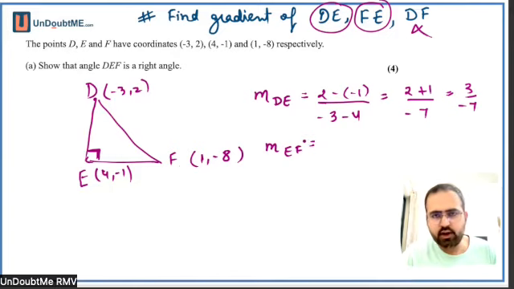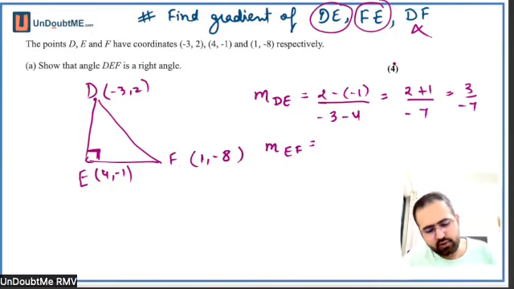Okay, yeah, so the product, we need to show that. The product of them should be -1. If it is, then the lines are perpendicular, hence DEF is a right angle. It's of 4 marks, so we need to write like that in the end.